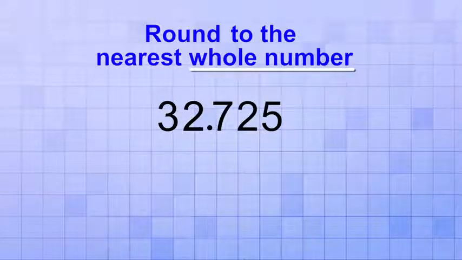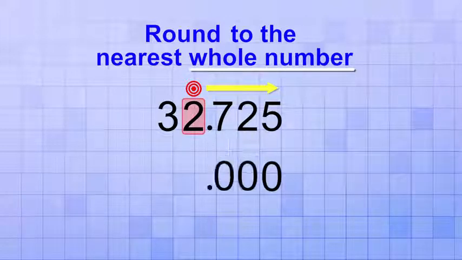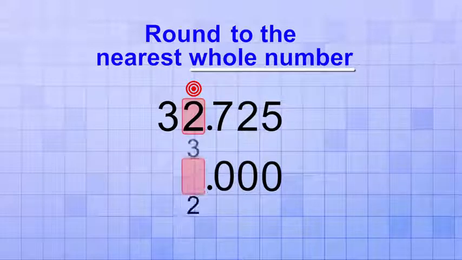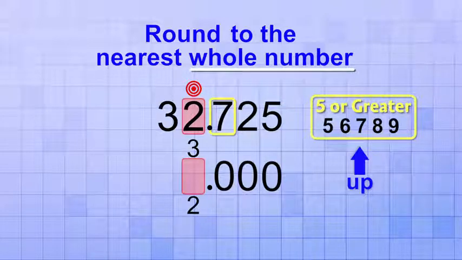That means our target digit is in the ones place. We need to round it to the nearest 1. So any digits to the right of the ones place will just be replaced with zeros in the rounded version. Now, to decide what to do with the target digit, we look at the next digit to the right. Since that digit is a 7, we'll round up this time. That means we'll increase our target digit by 1.